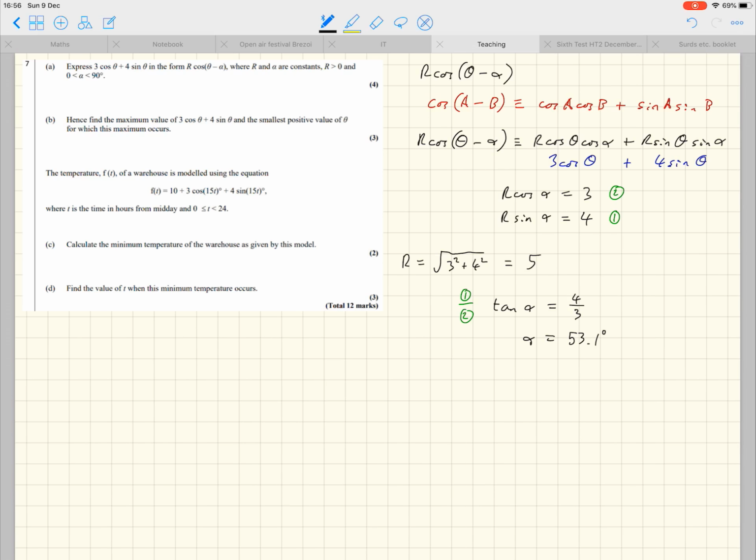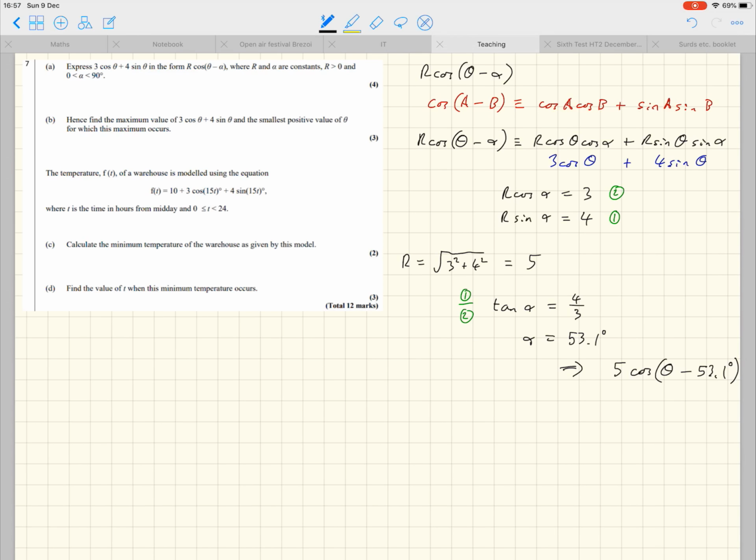Okay. So just to finish part A, we should actually do what it says. It says express it in the form. It doesn't just say work out r and alpha, it says express it in the form. So therefore, we have 5 cos(theta minus 53.1 degrees).